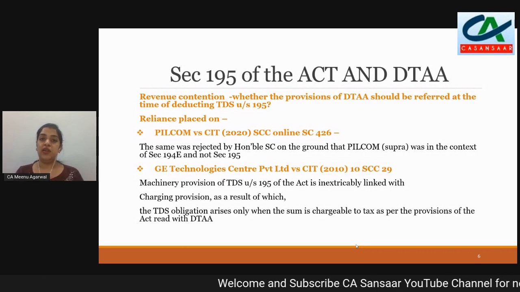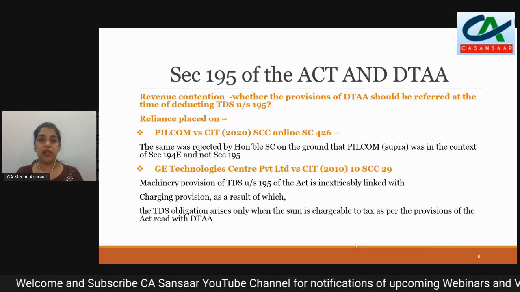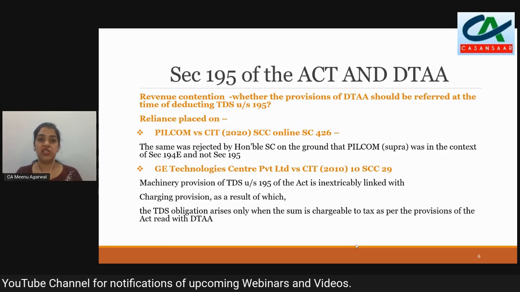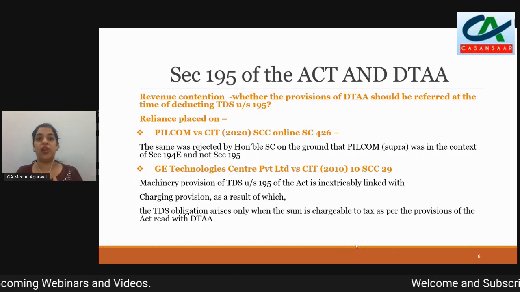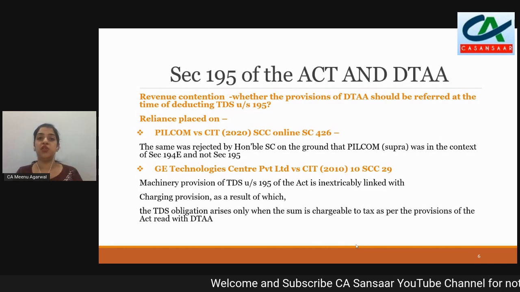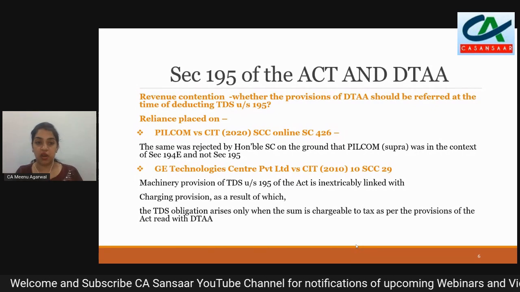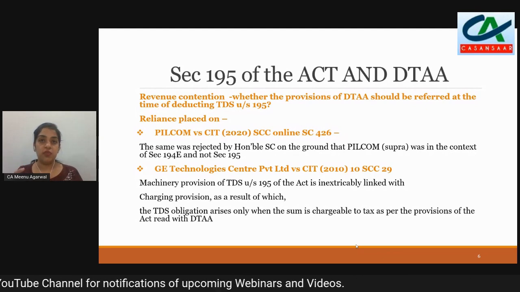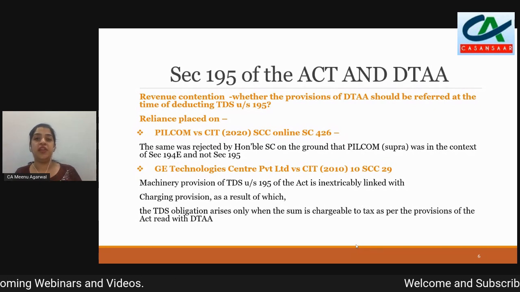Now, this contention was not very welcome by the Supreme Court, for the reason that the apex court itself has concluded in the case of GE Technologies whether DTAA needs to be considered at the time of deduction of tax under Section 195 or not. It concluded that the machinery provisions of 195 are linked with the charging provision, and hence TDS needs to be deducted on those sums which are taxable under the provisions of the Act read with DTAA.